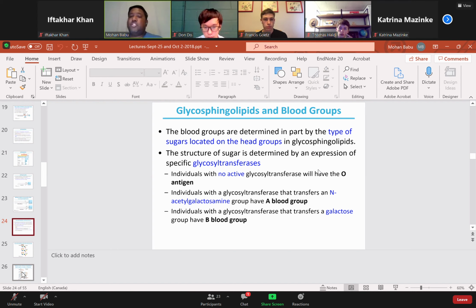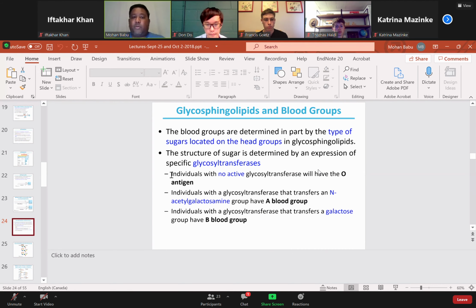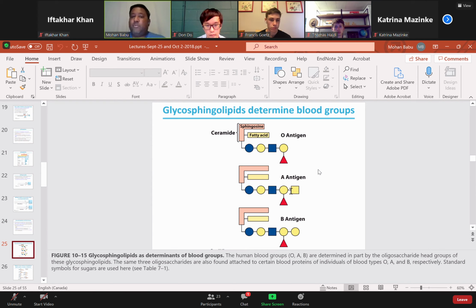We don't have to worry about the slide. It's basically summarizing what I told you here. It's just a way of representing how the O antigen, A antigen and B antigen are arranged. Each one of them shows the head groups of those glycosphingolipids. But the most important thing is these three points. This is a very key point: how do you define an individual with an O antigen, or the A blood group, or the B blood group?